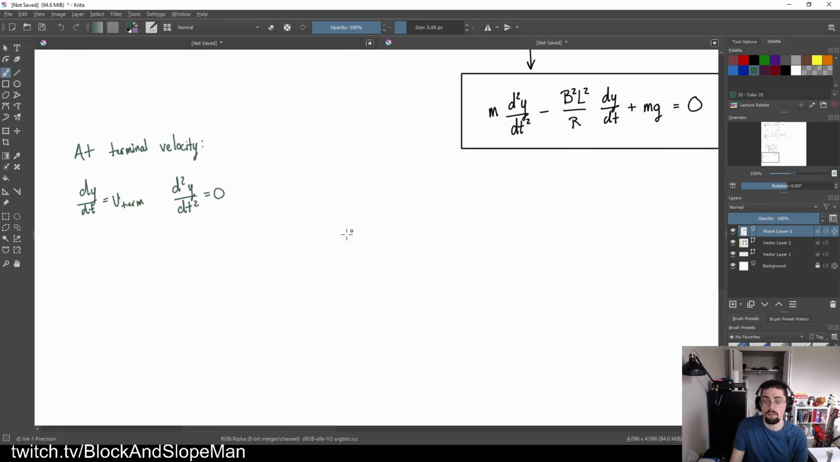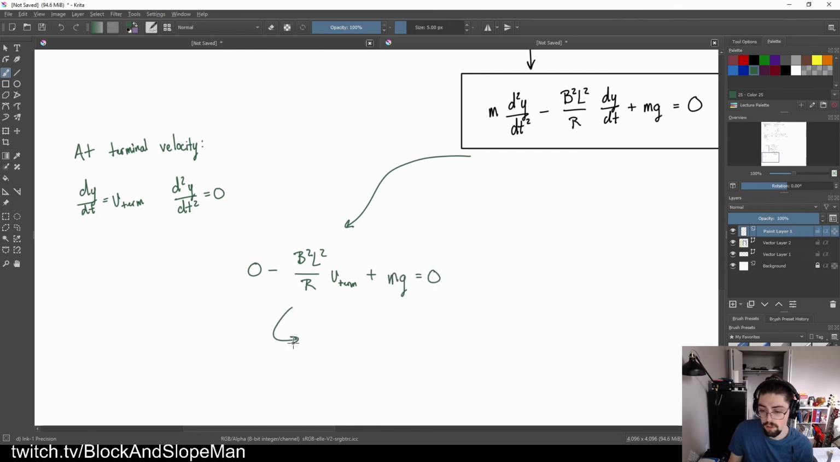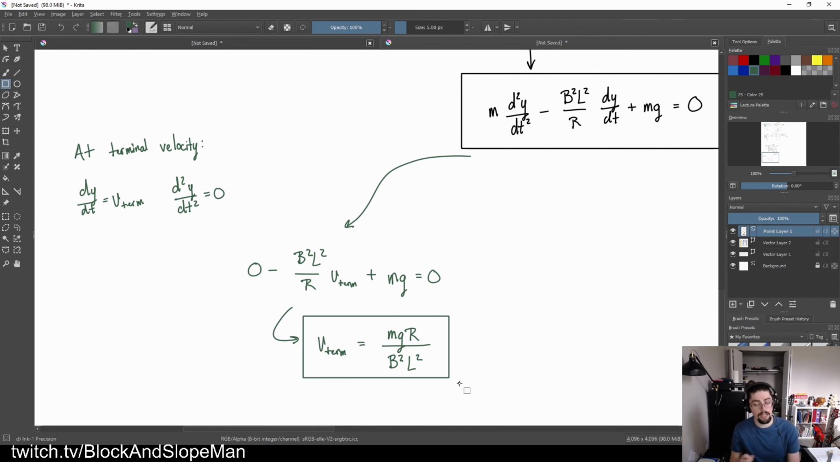What does my expression do then? I would have 0 minus B squared L squared over R times V terminal plus mg is equal to 0. My terminal velocity, and indeed there is a terminal velocity, here's our proof, right? is going to be mgR divided by B squared L squared. And there we have it. This thing is going to fall until it reaches this speed.